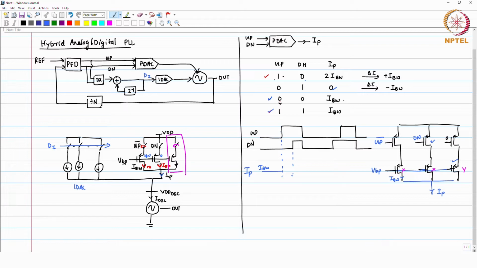When your up goes high, which means a bar goes low, and down still remains low, then you have extra current coming from this transistor. The total current will increase to 2 times I bandwidth. When up and down both become 1, at that time these two transistors will exchange their role and the current will still be I bandwidth. It will remain I bandwidth like this.